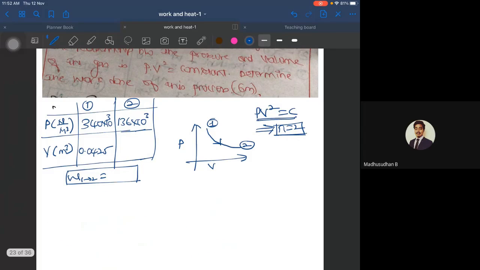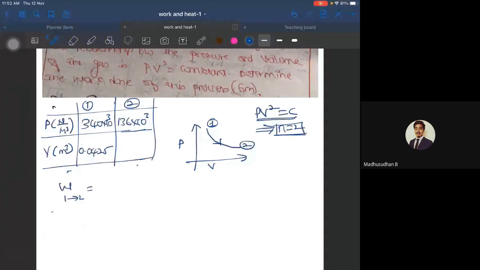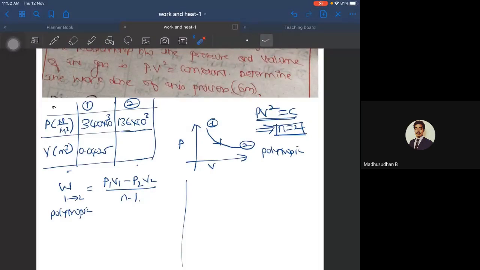Now, guys, what is the work done expression from 1 to 2 for a polytropic process? P1 V1 minus P2 V2 divided by n minus 1. Excellent. Do I have all the values here? I have the value of P1, yes. I have the value of V1 also. I have the value of P2 here. But do I have the value of V2? No, sir, I don't have the value of V2.